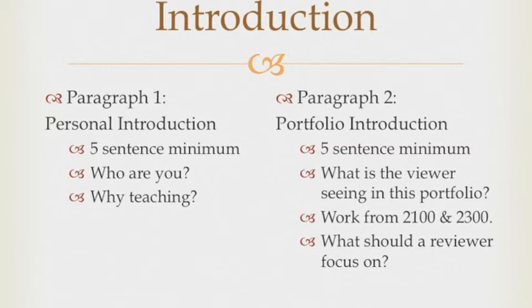Paragraph 2 is an introduction to the actual portfolio that the committee is going to see. Again, it's a 5-sentence minimum. The goal here is to give the committee some sense of what they are seeing when they look at your portfolio. So how is what they're seeing related to who you are going to be as a teacher? Remember, the work in your portfolio is only related to work from 2100 and 2300. And also, this is a great opportunity for you to share with the committee what particular pieces of evidence in the portfolio you want to make sure that they see.